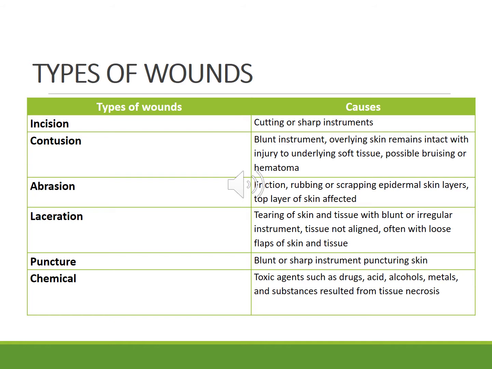A laceration is tearing of the skin and tissue with a blunt or irregular instrument. The tissue is not aligned, so we don't have that perfect cut like we would with an incision. We may often have some loose flaps of skin still hanging there with the tissue. A puncture is when we have some type of blunt or sharp instrument puncturing the skin. And then a chemical. There are very toxic agents out there, such as drugs and acids. If that substance were to get on the tissue, a lot of times it will cause a burn or a disruption in the skin. The next slide is just a few pictures to demonstrate these terms.